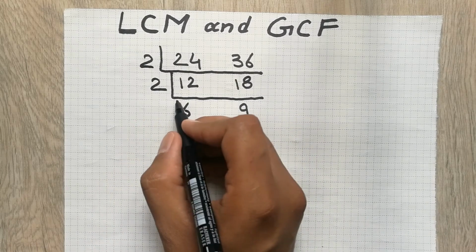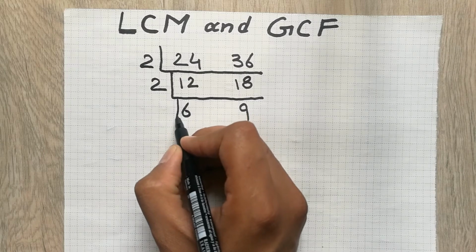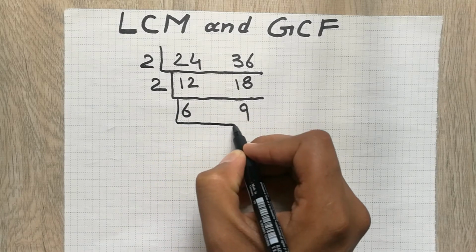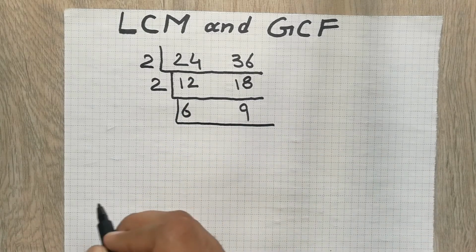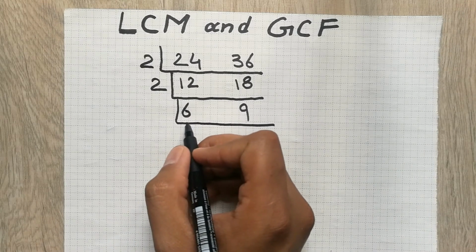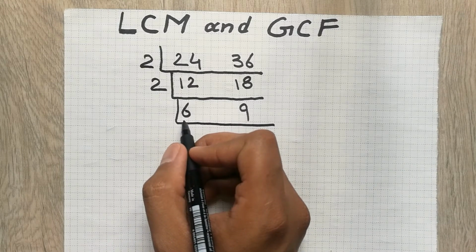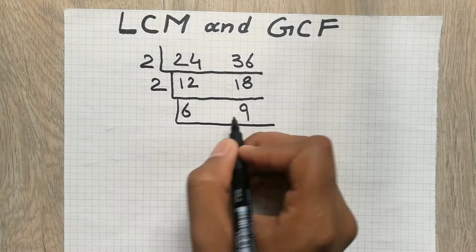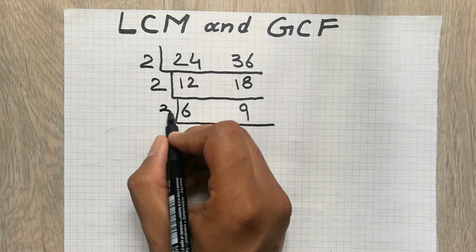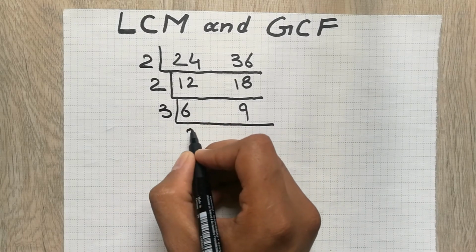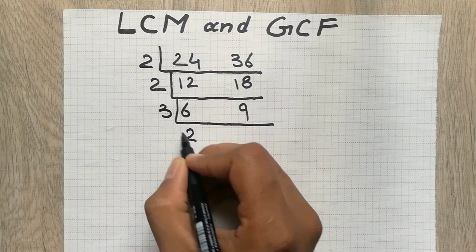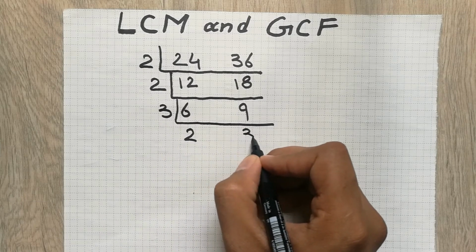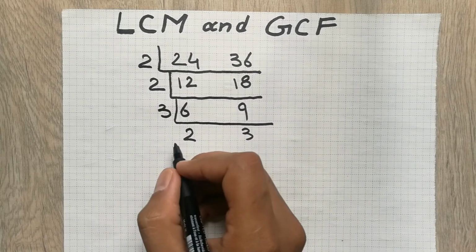Okay, now again we draw one more ladder or L shape. Here in this case the smallest prime number will not be 2 this time, it will be 3. As you can see here, I will put 3 here. So the answer here will be 2, since 3 times 2 is 6, and here 3 times 3 equals 9.